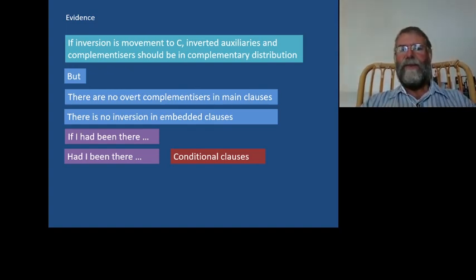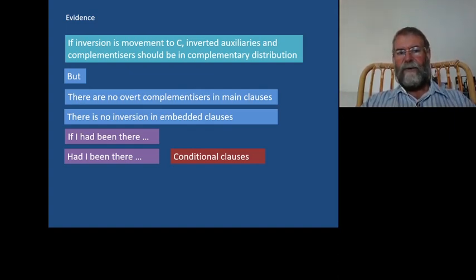Note, this is formed with an if complementizer. It's not a question. This is just another function of the if complementizer. It can introduce conditional clauses. On the other hand, the other version here, had I been there, clearly involves an inversion. Here we've got the auxiliary had being inverted with the subject, put in front of the clause, in front of the I there. Therefore, there is no other reason why you couldn't have both of these things.